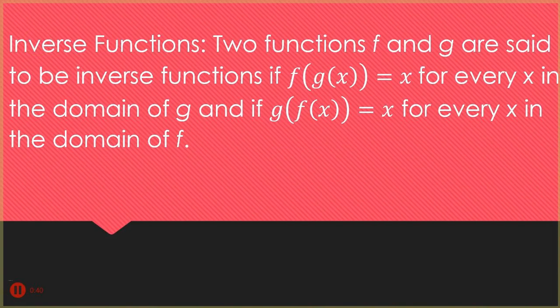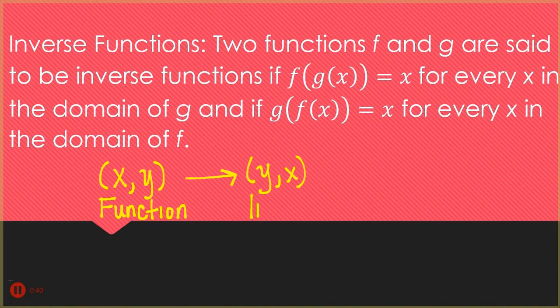So now let's talk about inverse functions. If you have a function and on that function exists a point (x, y), in order for it to be considered the inverse, the point (y, x) will have to exist for the inverse. So that means that for the original function, the domain will become the range in the inverse function and vice versa.